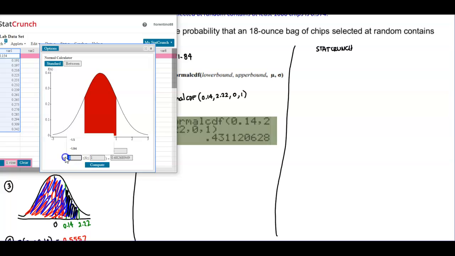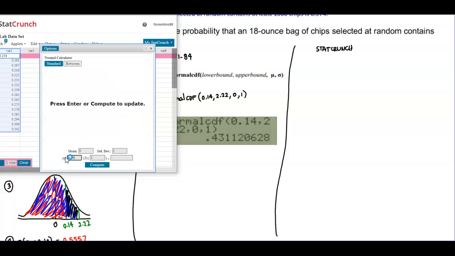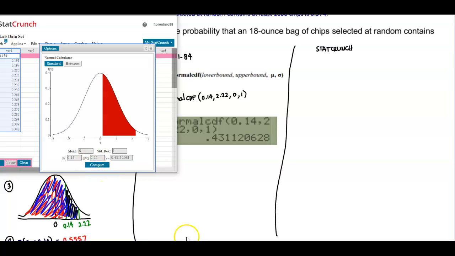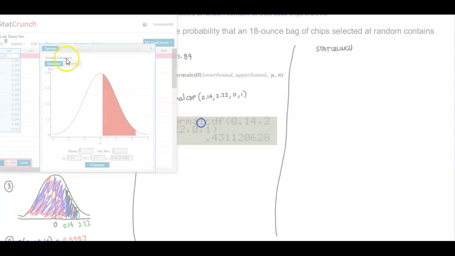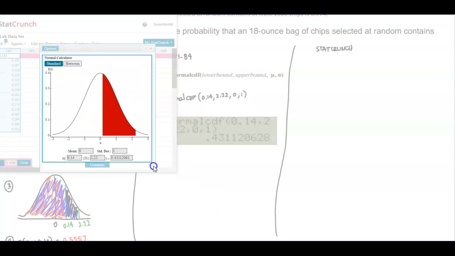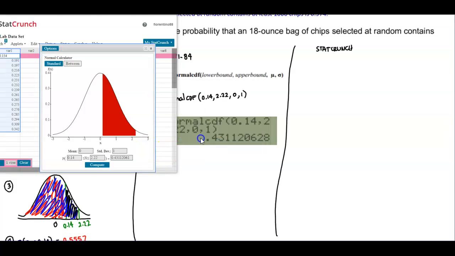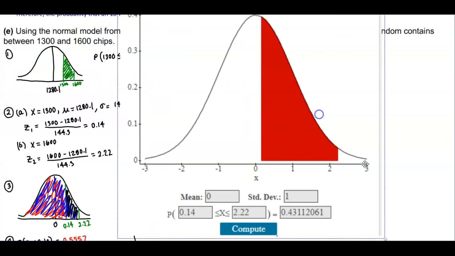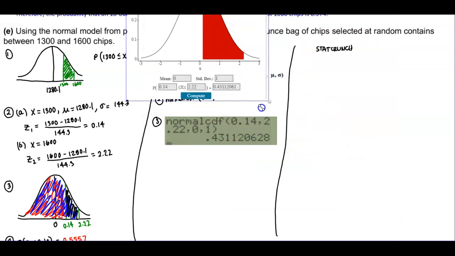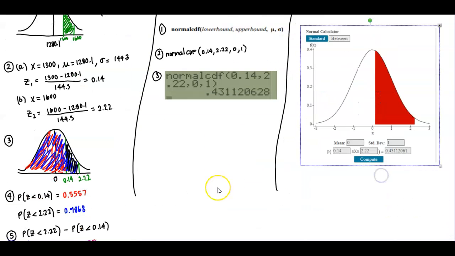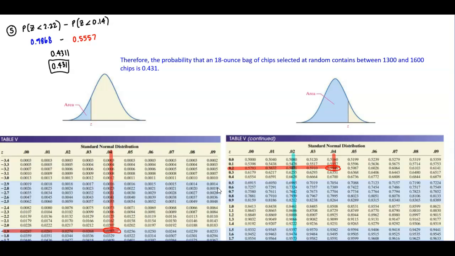And so we know that the lower bound number is 0.14 and the upper bound number is 2.22. Then we're going to select compute, and you can see the area is 0.4311. So using StatCrunch, you can go that route as well. And so therefore that is the conclusion of this problem.